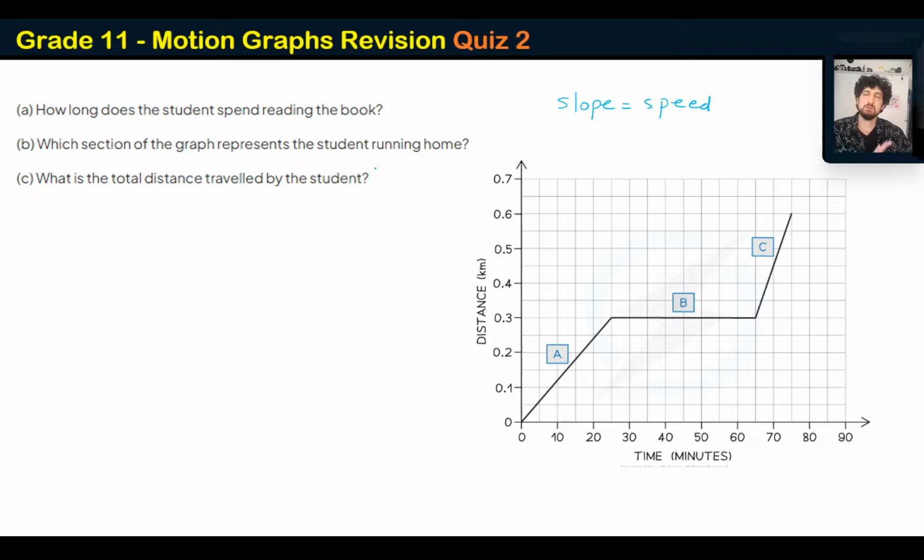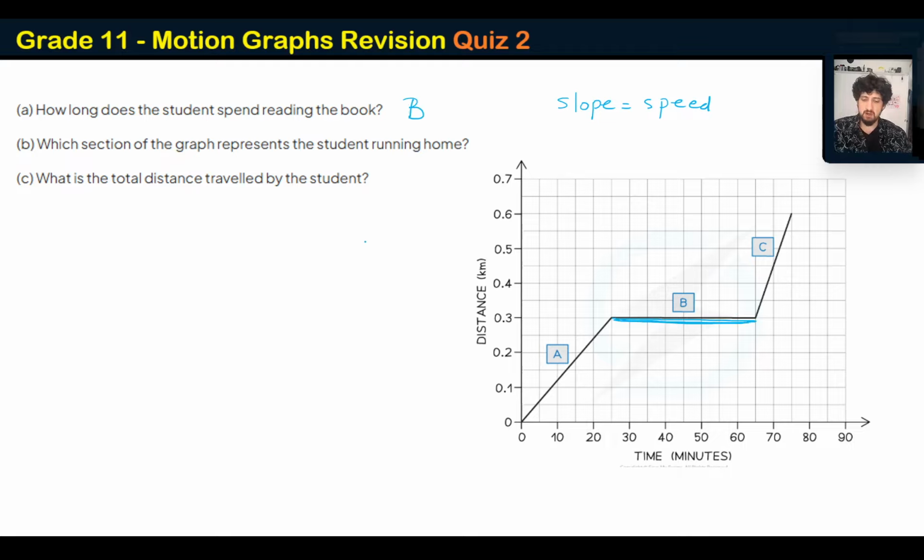Okay, fantastic. Really good question. So the first thing is, how long does the student spend reading the book? Well, that's the part when they are not running or not walking and not moving. So which part of the graph represents when they are not moving? Obviously, that's when they're stationary, when they are resting, when they have stopped, and that is over here. That's when the distance isn't changing. Okay, so that's part B.